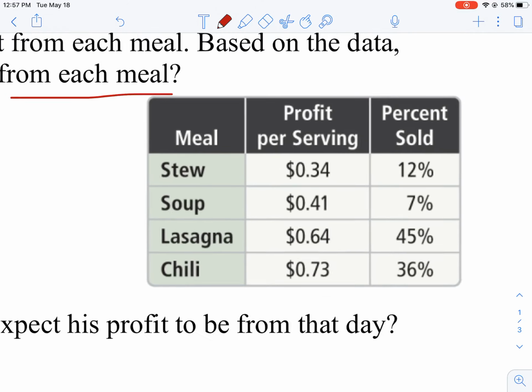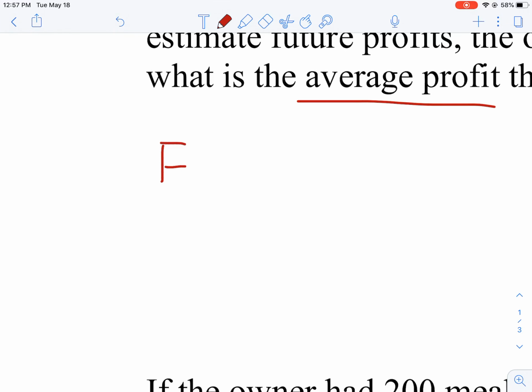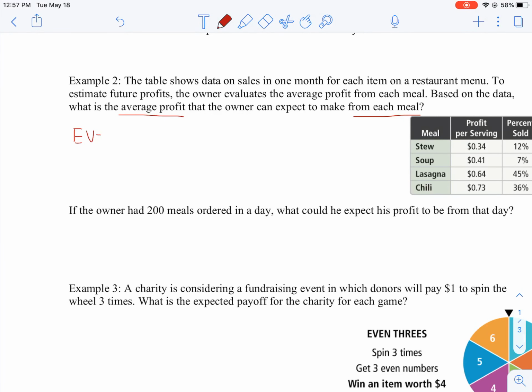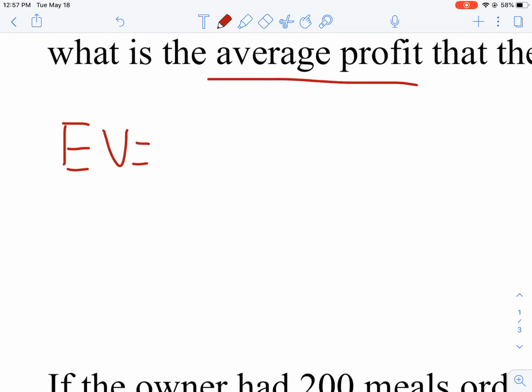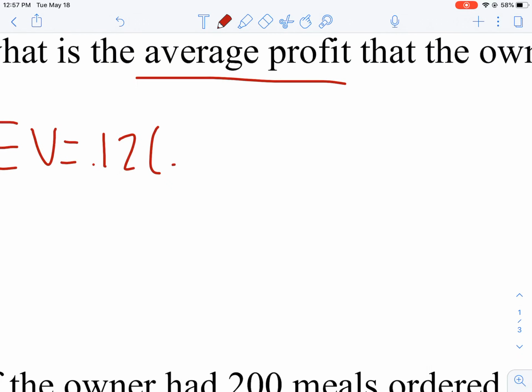So what we're going to do is we're going to use our expected value formula, and we have 4 different outcomes, all right? One for each. So we have the stew. So there's a 12% chance that someone buys stew, which means that the restaurant will make 34 cents.